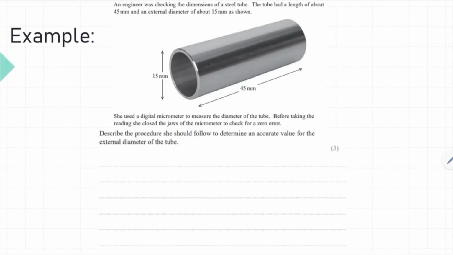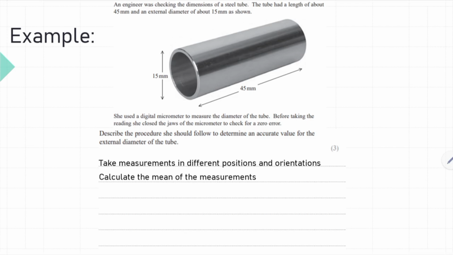So now we are going to be going over more example exam style questions. Describe the procedure she should follow to determine an accurate value for the external diameter of the tube. She should take measurements in different positions and orientations of the tube. As you go along the tube, you won't know whether the diameter will stay the same, and in different positions it might have a different external diameter as well. And when you find them, or if you were to repeat it more times, you will need to calculate the mean of the measurements, as this will reduce the effect of random error.